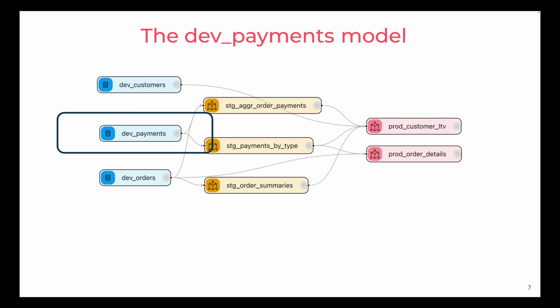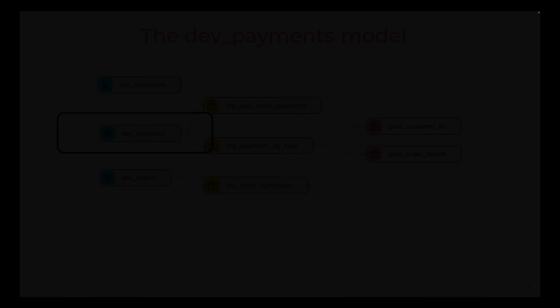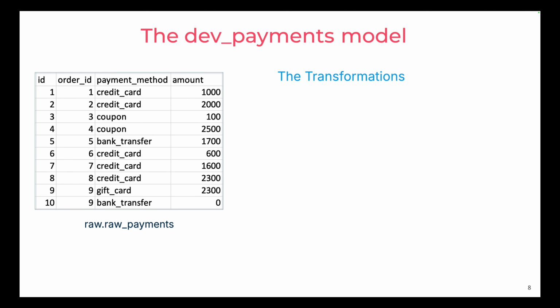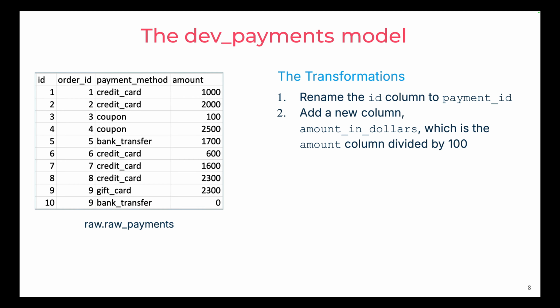First, let's look at the dev payments model. This is a pretty simple model. What we essentially do is that we derive this model from the raw payments model, and we will rename the ID to payment ID, and we'll also add a new column. As you can see here, this particular amount column is in cents, so we'll have to convert that into dollars.